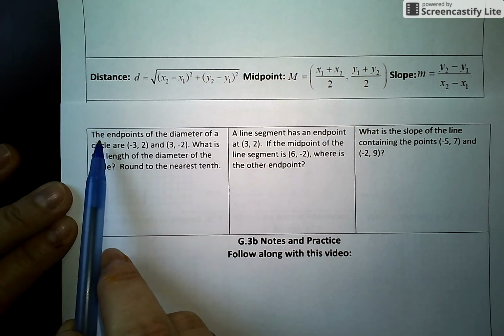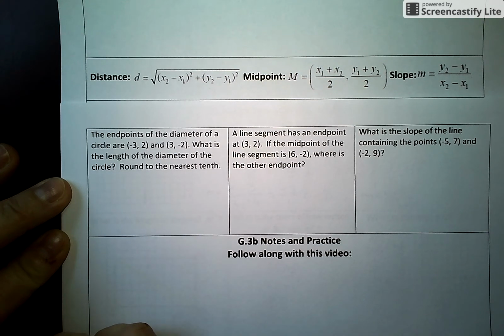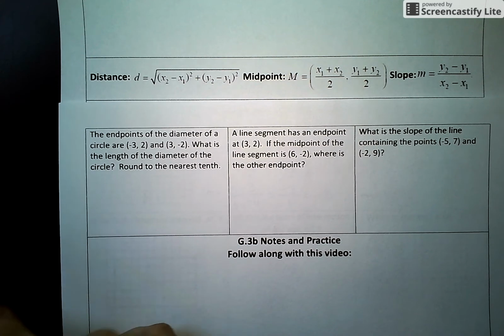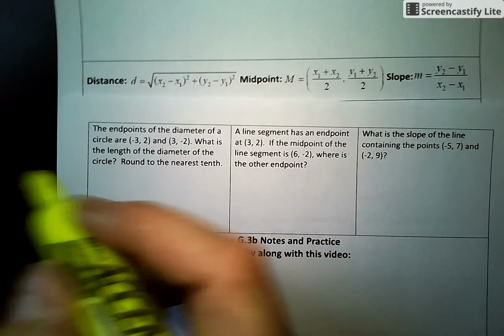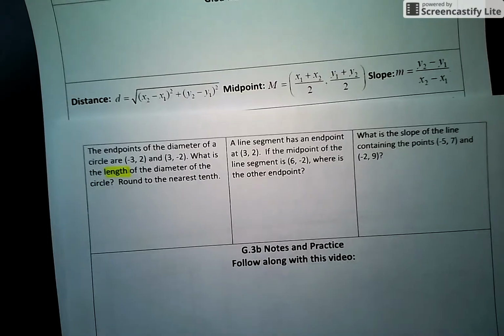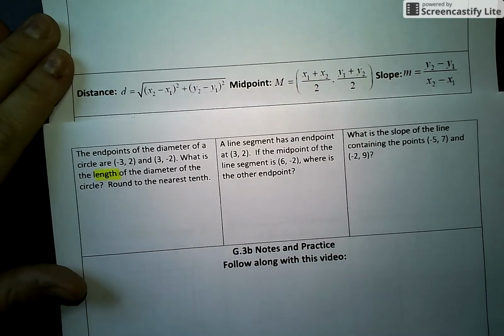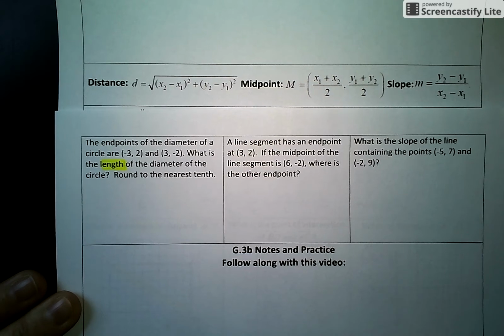It says the endpoints of the diameter of a circle are -3, 2, and 3, -2. What is the length of the diameter of the circle? Round your answer to the nearest tenth. Well, this word here, length, tells me that I'm going to be using the distance formula. If I want to find the length of something, I need to use the distance formula.